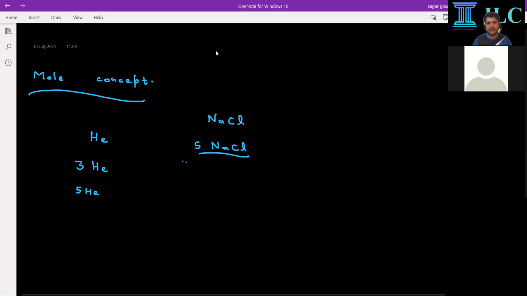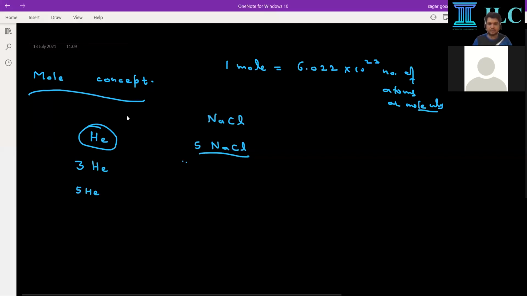Whatever you have to see, the coefficient, the front number, that is actually the mole. And you should know that 1 mole always contains 6.022 times 10 to the power 23 atoms or molecules. If I'm writing 1 mole of helium, the Avogadro number is represented as Na. Na means 6.022 times 10 to the power 23. So if it is 1 mole, it contains 1 Na, which means 6.022 times 10 to the power 23 atoms.